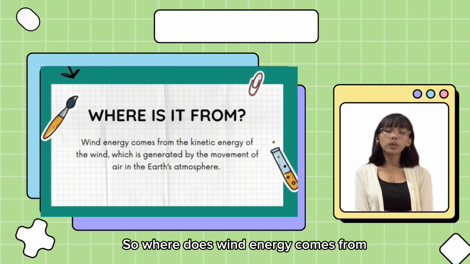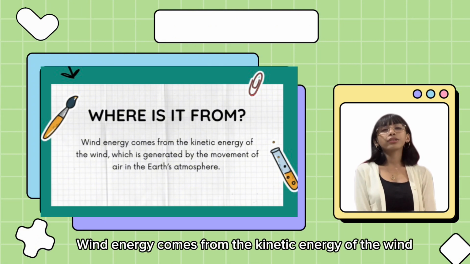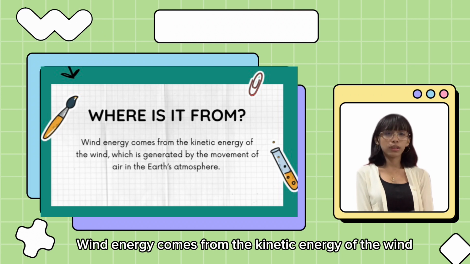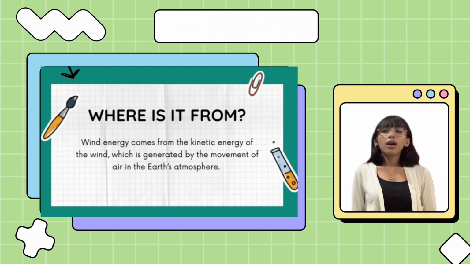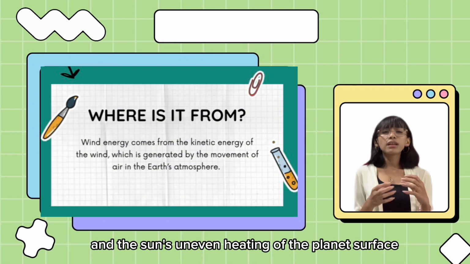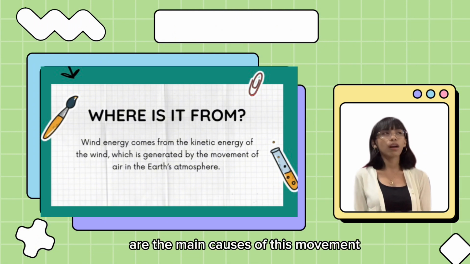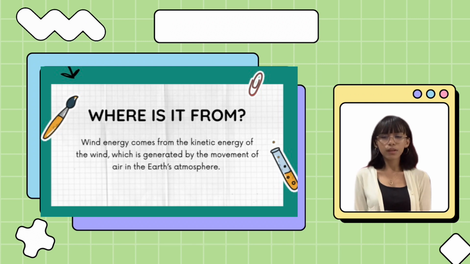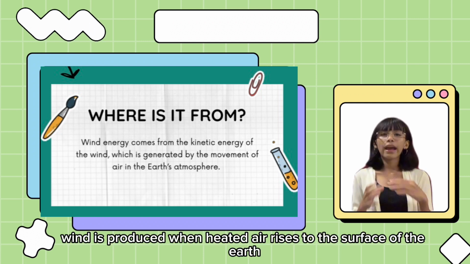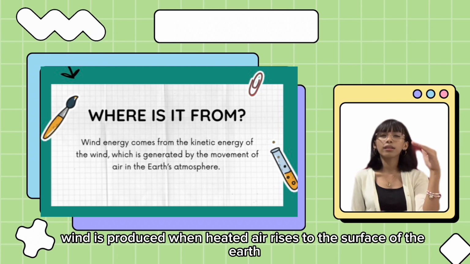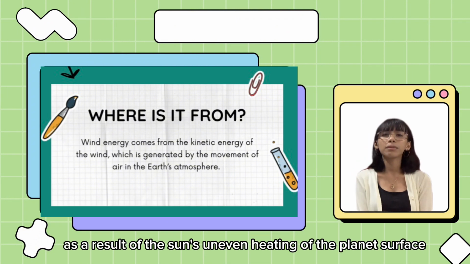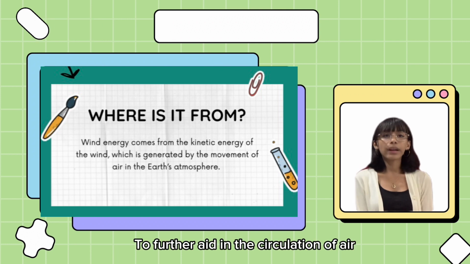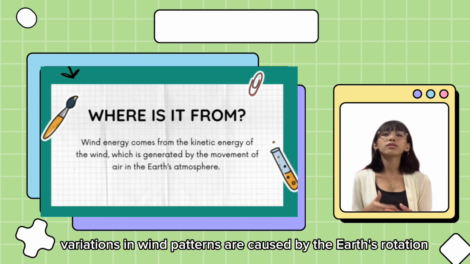So, where does wind energy come from? Wind energy comes from the kinetic energy of the wind, which is generated by the movement of air in the Earth's atmosphere. The Earth's rotation and the Sun's uneven heating of the planet's surface are the main causes of this movement. Wind is produced when heated air rises from the surface of the earth and is replaced by the cooler air as a result of the sun's uneven heating of the planet's surface. To further aid in the circulation of air, variations in wind patterns are caused by the earth's rotation.